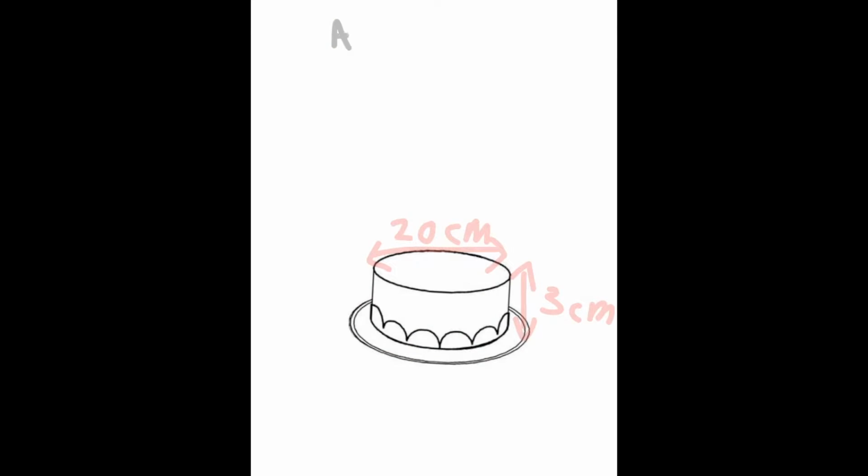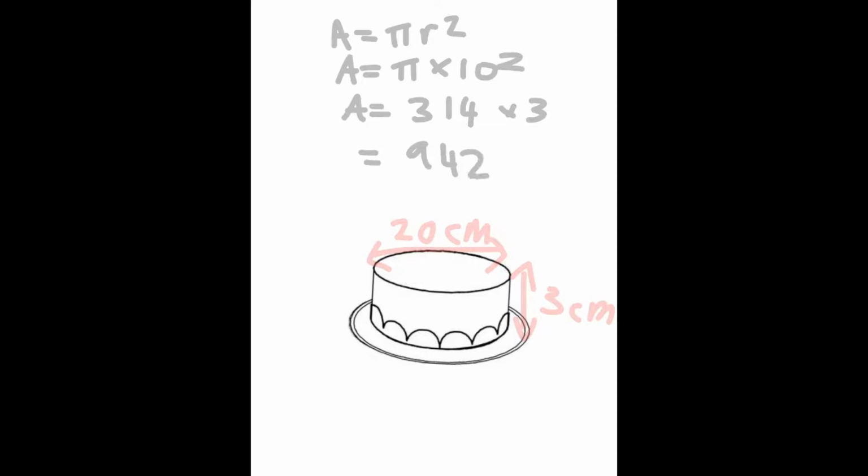To find the volume of the cake, we first have to find the area of the top. To do this, the formula is pi r squared. R stands for radius, and the radius for the cake would be 10 centimetres as the diameter is 20 centimetres. Pi r squared for the cake equals 314 centimetres squared. This is the area. Then you have to times the area by the height of the cake, which is 3 centimetres. The answer is 942 centimetres cubed.